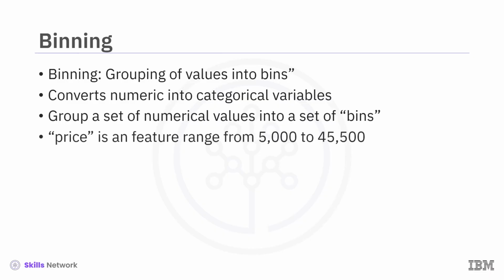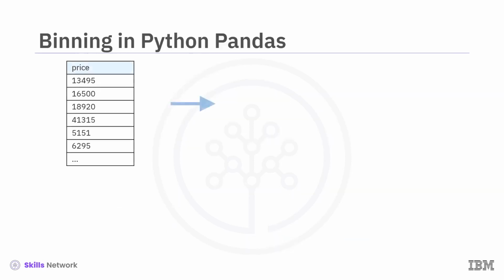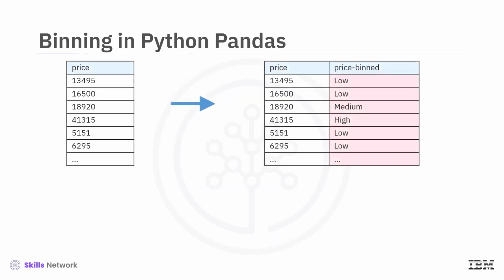As an example, take price, an attribute that ranges from 5,000 to 45,500. Using binning, we categorize the price into 3 bins: low price, medium price, and high price. In the actual car dataset, price is a numerical variable ranging from 5,188 to 45,400. It has 201 unique values. We can categorize them into 3 bins: low, medium, and high price cars.